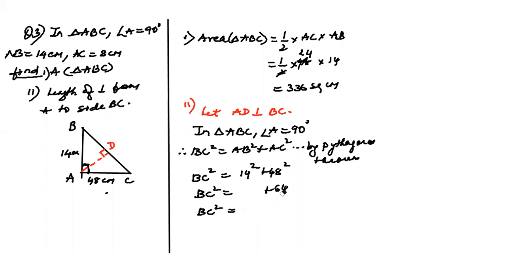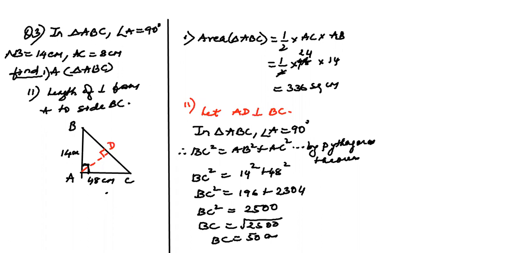So here, what will happen, children? 14 square is 196, and 48 square is 2304. So this becomes 2500. So BC is the square root of 2500, children. 25 is 5 squared, but with two zeros, one zero comes out. So BC equals 50 centimeter.